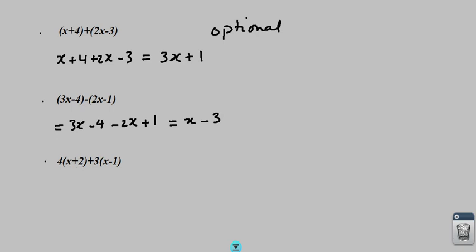In this case, both brackets are necessary, we expand each of them and we simplify by collecting like terms. This equals 4x plus 8 plus 3x minus 3, and then you collect like terms, giving you 7x plus 5. Note that you don't need to write those arrows.